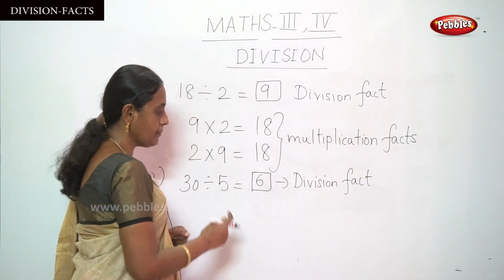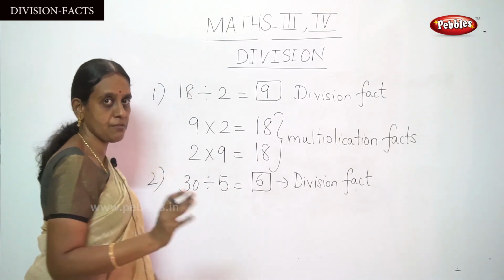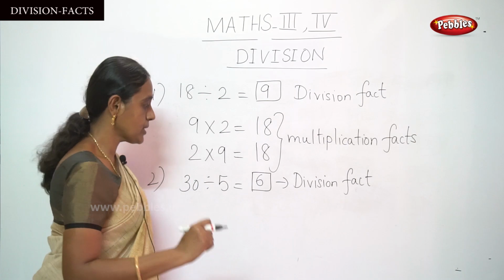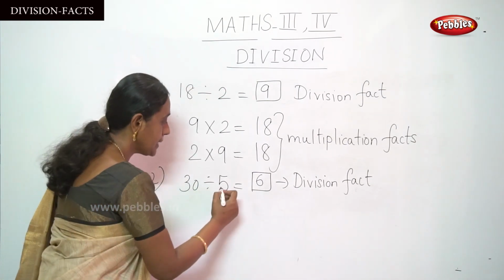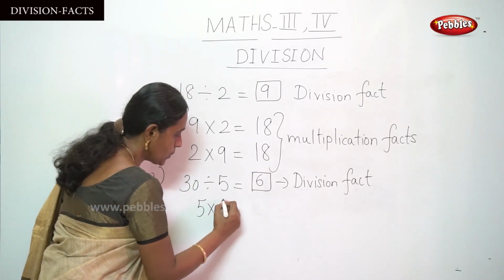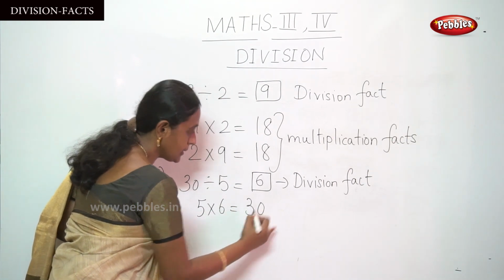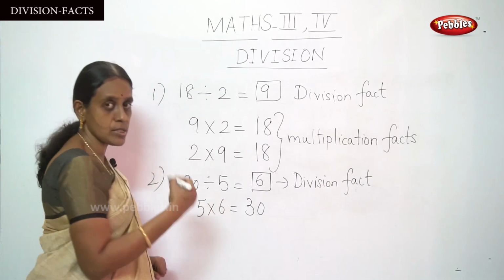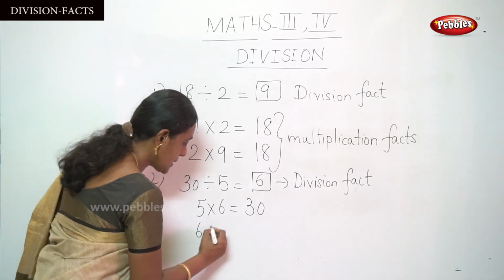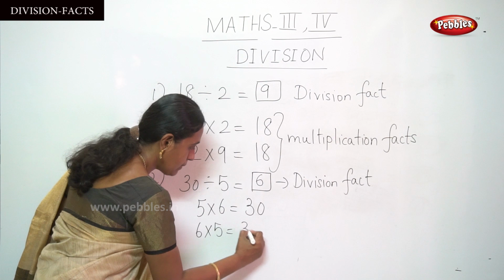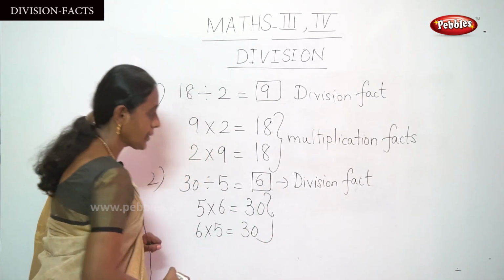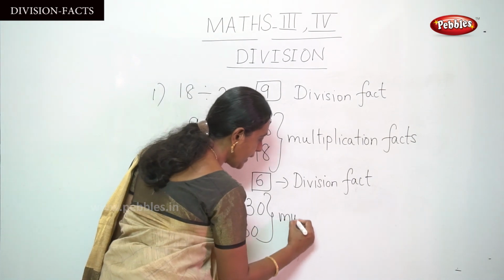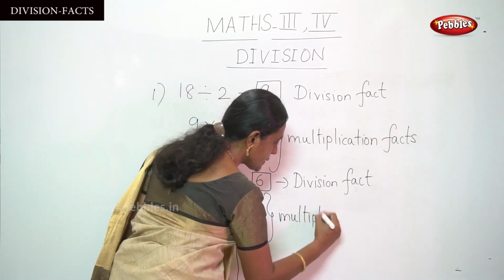And let me write by using this division fact. We can write two multiplication facts. That is 5 into 6 is equal to 30. This is one multiplication fact, and again change the multiplicand, and 6 into 5 is equal to 30. So these two are multiplication facts.